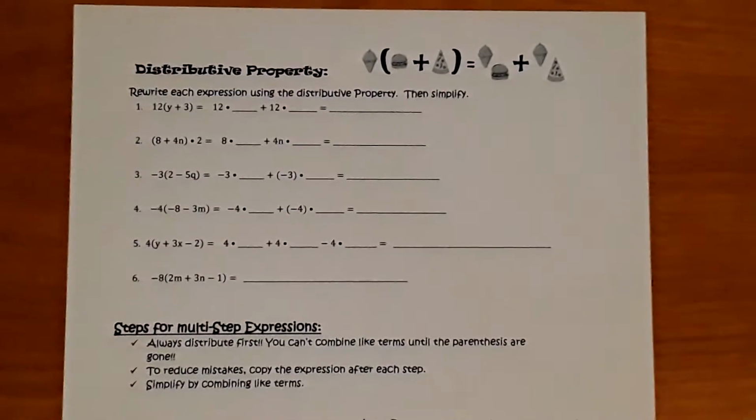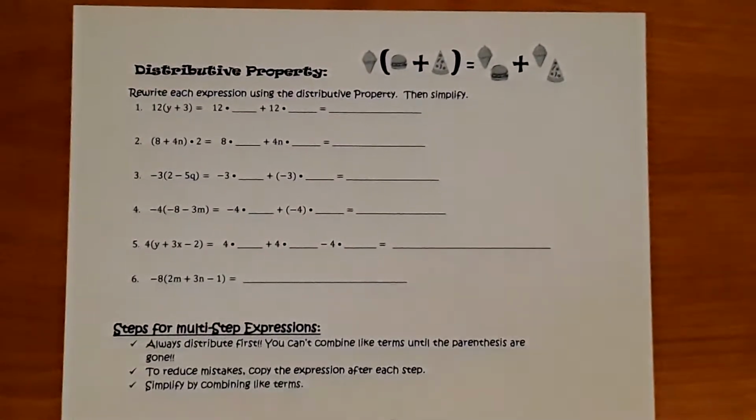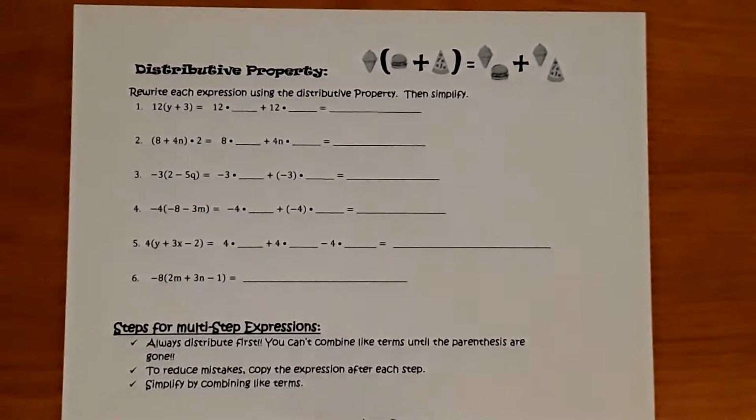Okay, guys, this is part 2 of your notes. This is on the distributive property. So we just combined like terms. Now we're going to use the distributive property. And then what we'll do is we're going to use the distributive property and we're going to combine like terms.